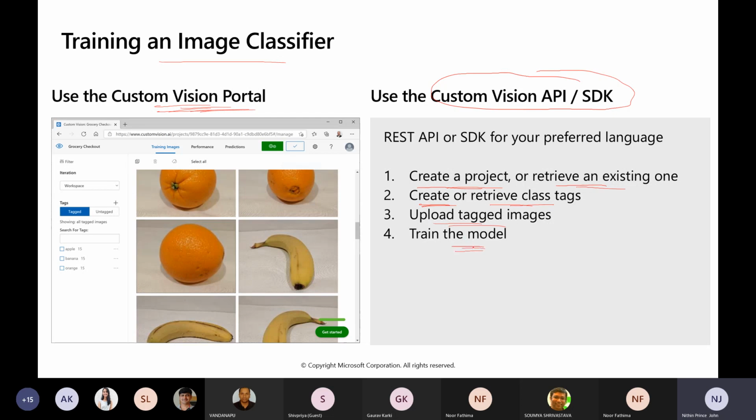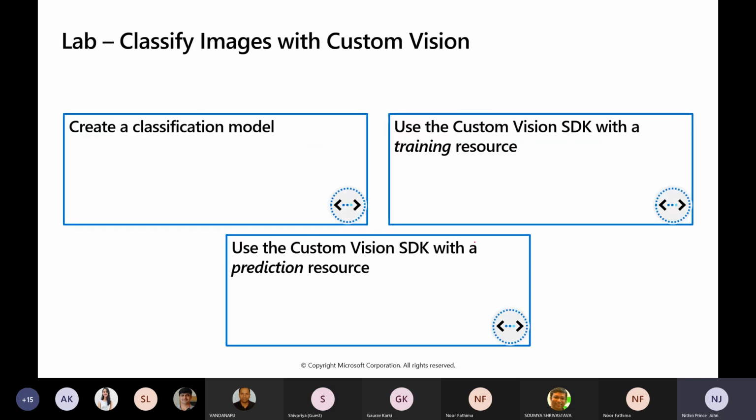So this is the approach that we are using in this image classifier. Basically, we are going to learn how to create a classification model and how to use the Custom Vision SDK for the training and the prediction resource. We are going to learn about that.